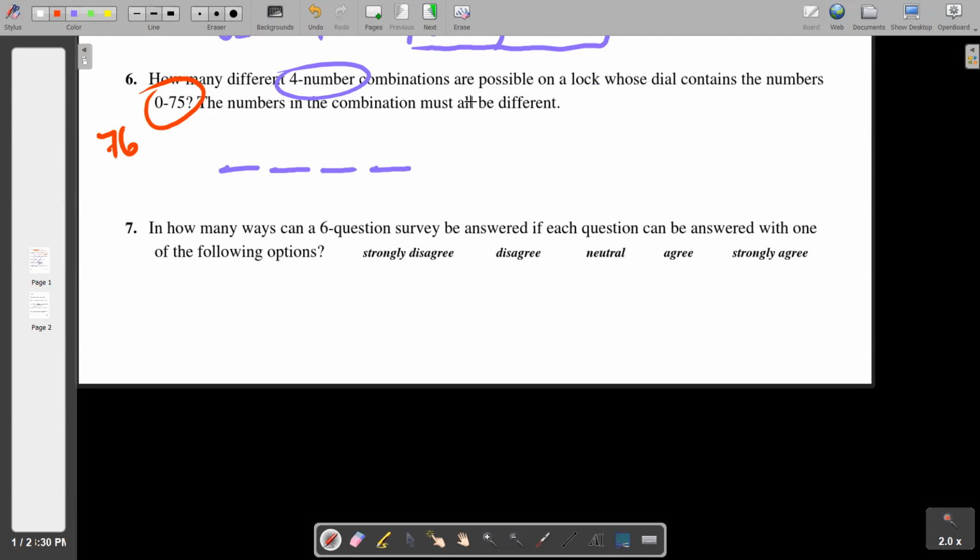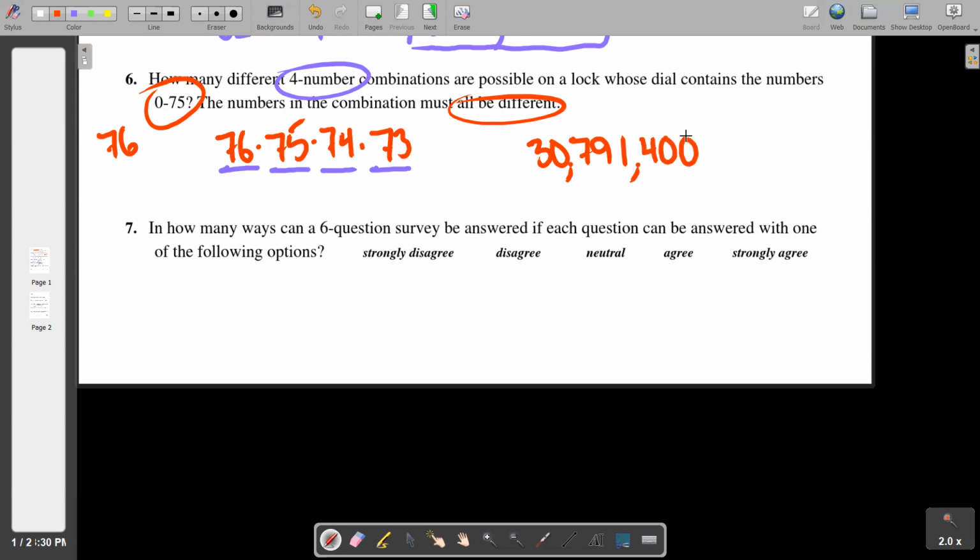The numbers in the combination must all be different, which means I can't repeat, which means they'll descend. My first number can be 76 different things, but the second number can't be the same, so I'll have 75 options, then 74 options, and then 73 options. If you multiply those together, you get 30,791,400 different combinations if you had a 4-turn dial with the numbers 0 to 75. You good? Okay.